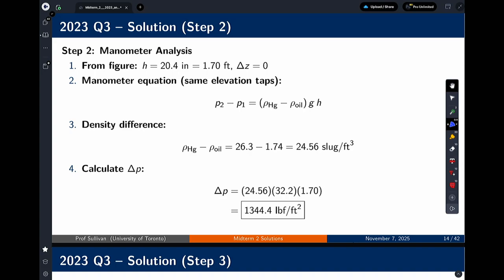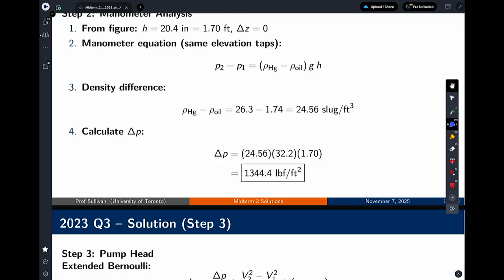Manometer equation: you have rho Hg minus rho oil, times g h. Putting all the numbers in, you get 24.56 slugs per cubic foot in terms of density difference. Calculating delta P, you get 1344.4 pounds force per square foot. And you work in feet and English units.